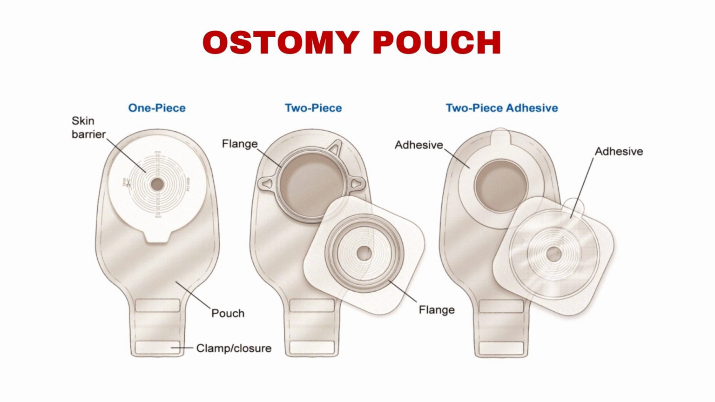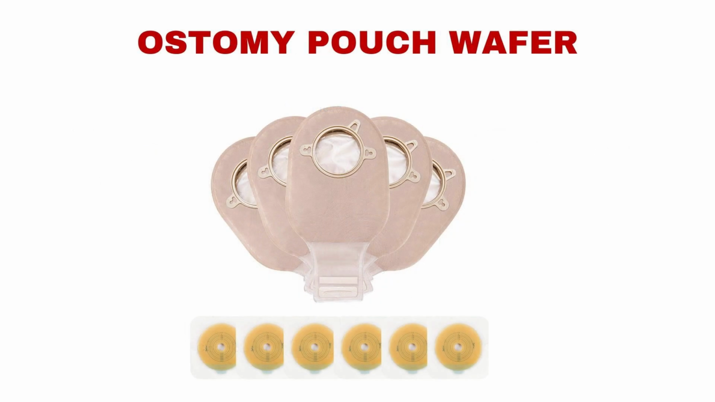There is a specific pouch that is available for ostomy. There are three types of pouch: one piece pouch, two piece pouch, and two piece adhesive pouch. In that, one main thing is the ostomy pouch wafer. It is nothing but a skin barrier, the piece of the pouching system that sticks to your body. So these are about the ostomy types and ostomy pouch.